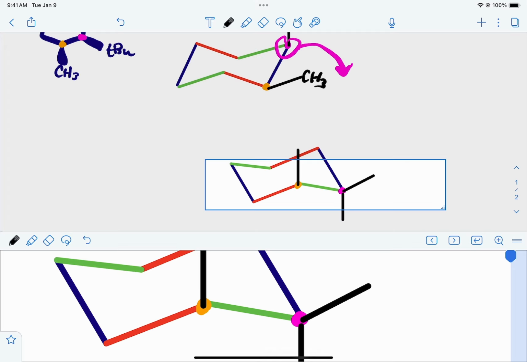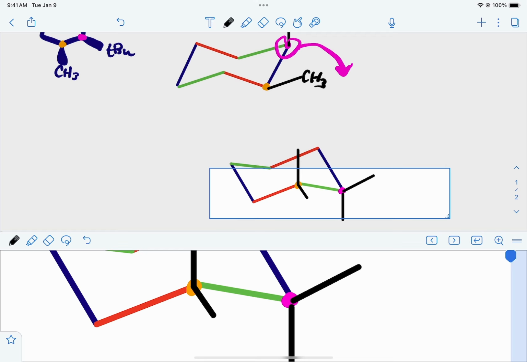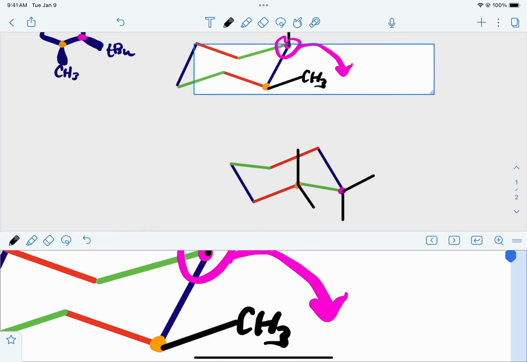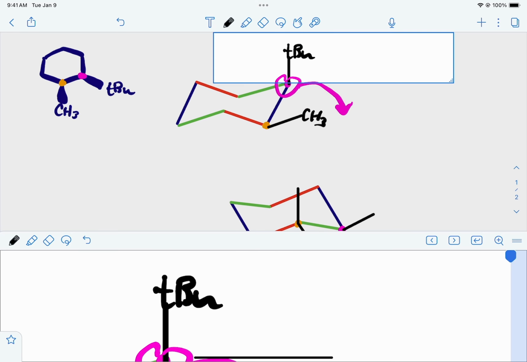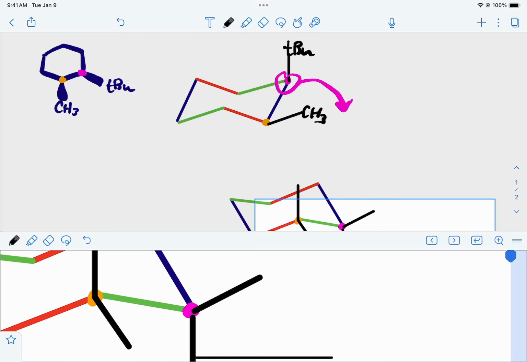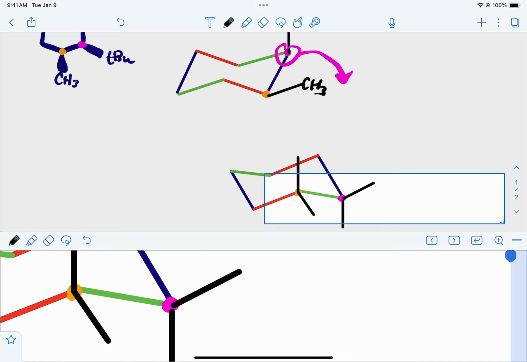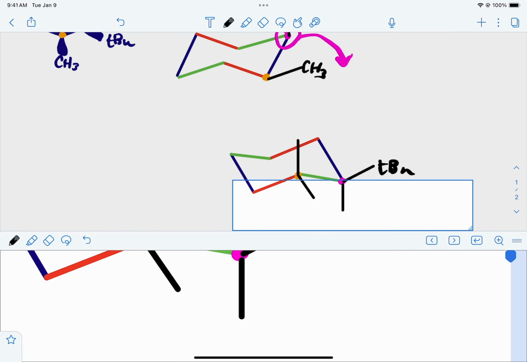And equatorial goes parallel to the dark blue, so it's going to go like that. Okay, so the T-butyl was axial up. When we flip the chair, it has to stay up, but it needs to go to equatorial. And you see indeed that now the pink carbon, the equatorial, is up. So it was up, it stays up, but if you've drawn your chair correctly, it should switch from axial to equatorial. All right?